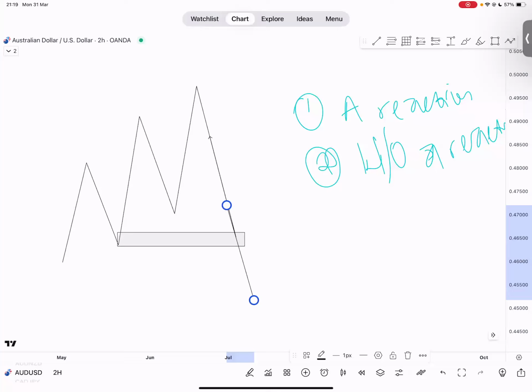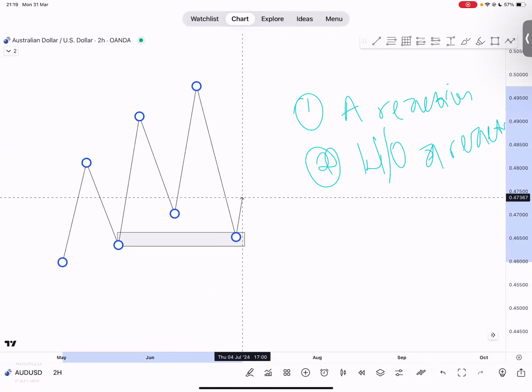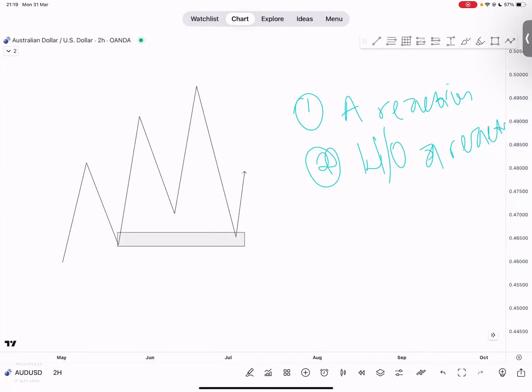Now, these two things are going to create two different things. And that is why, if you're looking at a failed order block, it is very important that you pay attention to how it was failed. Did it fail with a significant reaction to it, or did it fail without a significant reaction to it? That is going to tell you what is created.